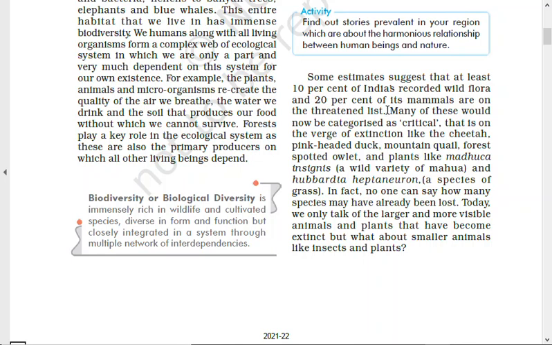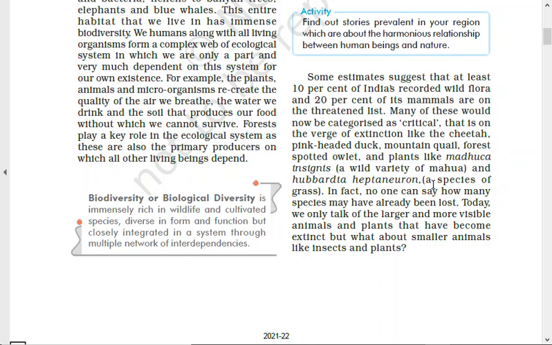So you can understand how, because of the lack of awareness, we lost that bird. It used to be a huge bird, one vulture around 5 to 6 kg in weight. They used to be so big, and now completely gone. So many are on the threatened list. Many of these would now be categorized as critical, that is, on the verge of extinction, like the cheetah, the pink-headed duck, the mountain quail, the forest spotted owlet, and plants like Mahua.